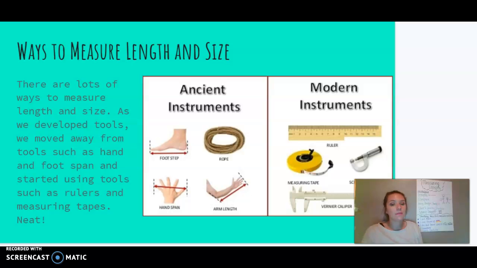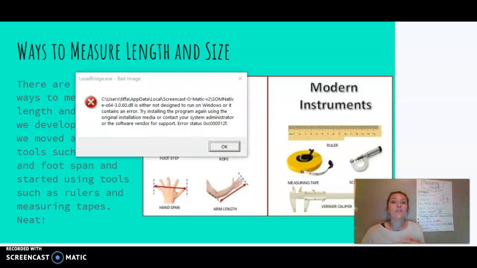There are a lot of ways to measure length and size, okay? As we developed tools, we moved away from such non-standard ways of measuring, such as hand and foot span, and we started using tools such as rulers and measuring tapes, where we can pull it out and we have a standard unit of measurement. But we can measure things with non-standard units of measurement, such as paper clips or crayons or colored pencils.